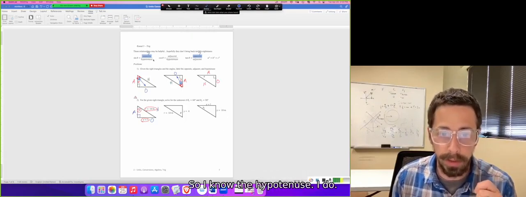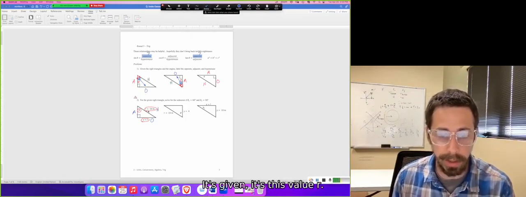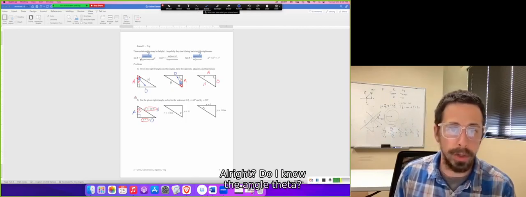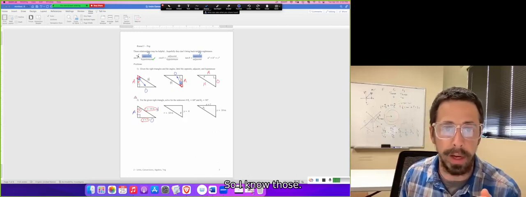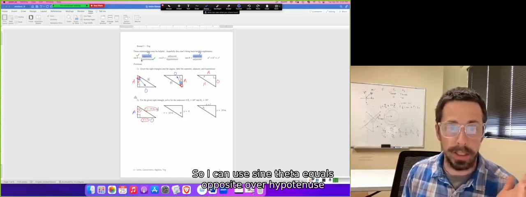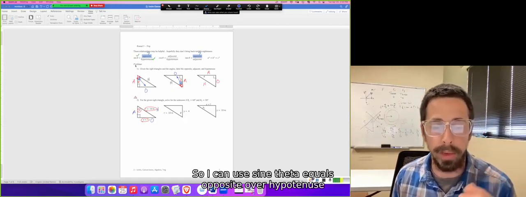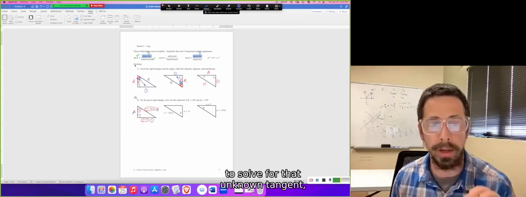Okay, so trying to solve for opposite on this first one here. Do I know the hypotenuse? I do, it's given. It's this value r. Right? Do I know the angle theta? I do, it's theta 1, and that's given. So I know those. So I can use sine theta equals opposite over hypotenuse to solve for that unknown.